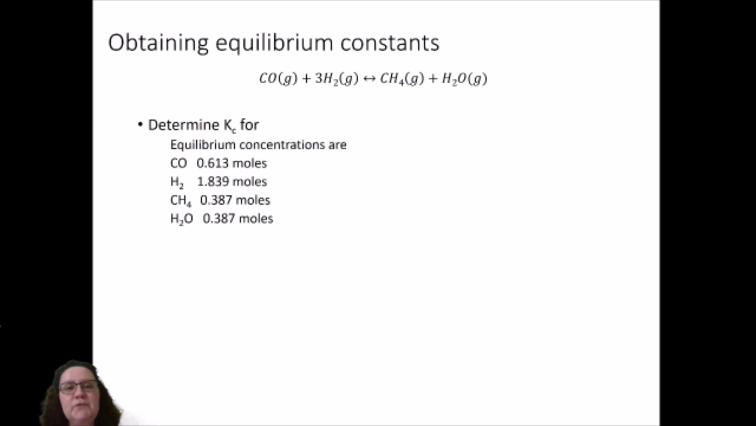I'm going to ask you to stop the video for a moment and have a go at this exercise. For this particular reaction, the reaction of carbon monoxide with hydrogen to produce methane and water, determine the equilibrium constant when the concentrations at equilibrium for all those products and reagents are these ones. So stop the video now, please.